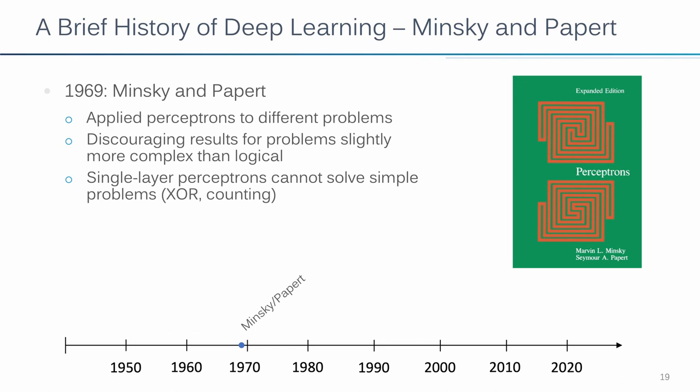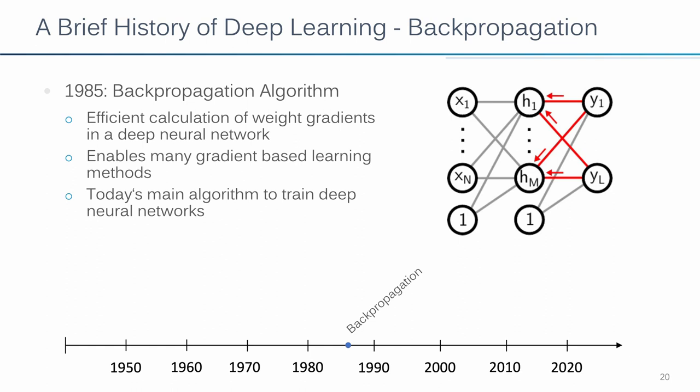Okay. The backpropagation algorithm in 1985 is a breakthrough, because now we can learn all of the different neural networks and architectures using a simple algorithm. And this is 1985. We still use it in all of the deep learning frameworks today.